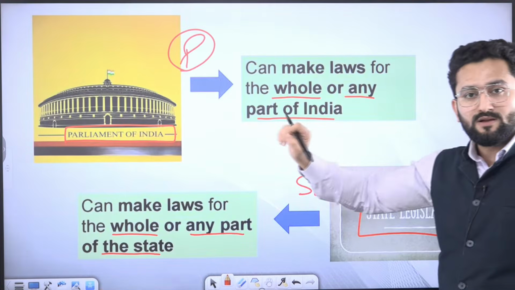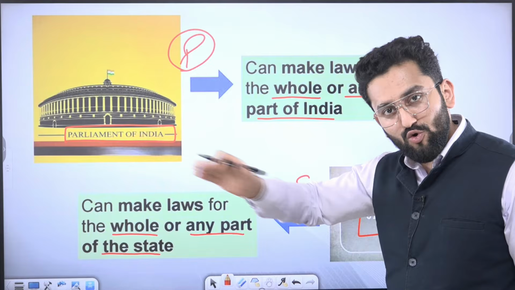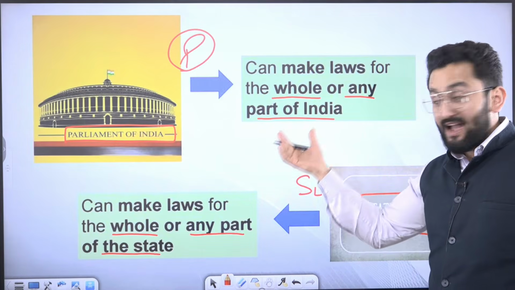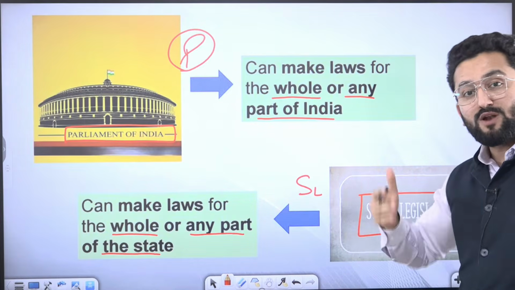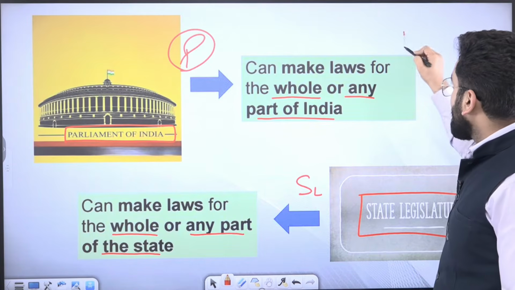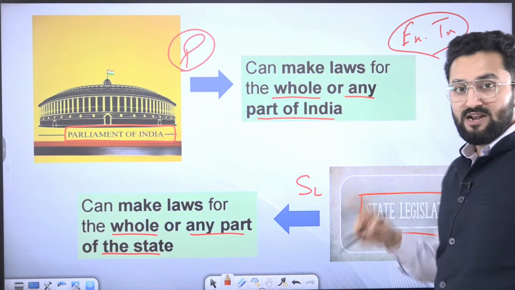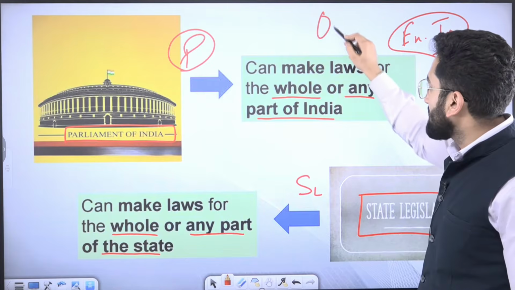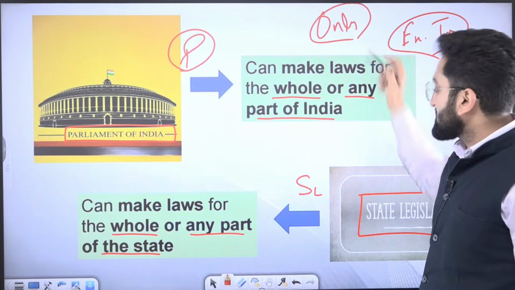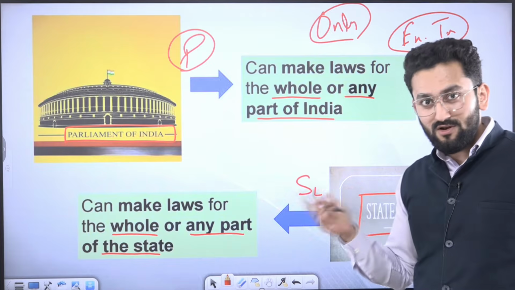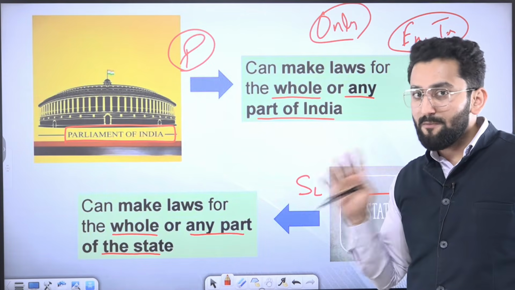Number first, Parliament can make law for whole of India or any part of India. Okay. Along with this, Parliament has one more power, that is extra territorial power. And this power is only with Parliament, not with state legislature. Please remember that. Okay, there are three cases of territorial law-making power of Parliament.